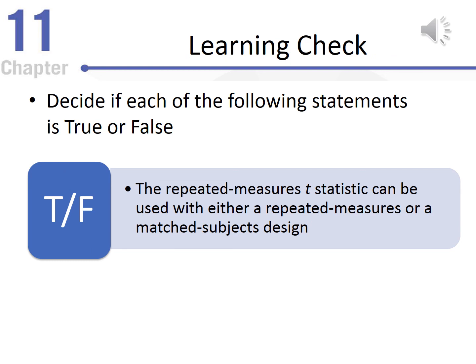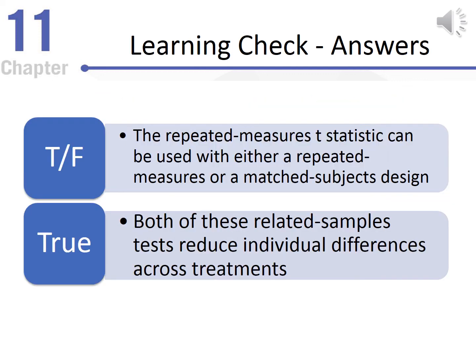Last one in this chapter. The repeated measures t-statistic can be used with either a repeated measures or a matched subjects design. True or false? That one's true. Both repeated and matched subjects are examples of related samples tests. Both of these reduce individual differences across treatments, and both of these are mathematically equivalent.